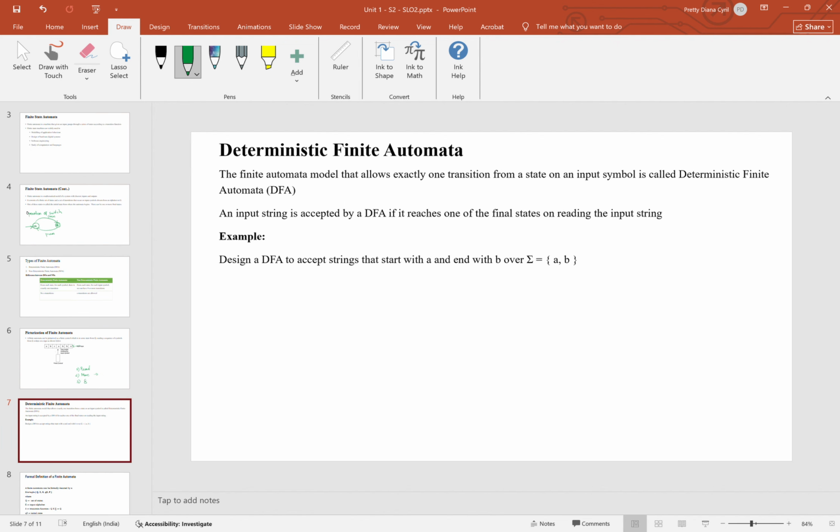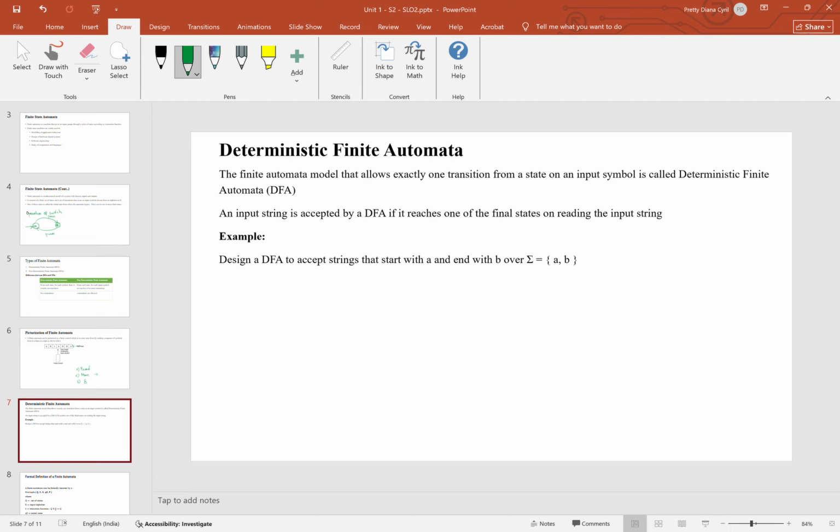So briefly we will see about the deterministic finite automata. A finite automata model that allows exactly one transition from a state on an input symbol is called a deterministic finite automata. An input string is accepted by a DFA if it reaches one of the final states on reading the input. If it reaches the final state, it accepts the particular language. We will see an example for this.